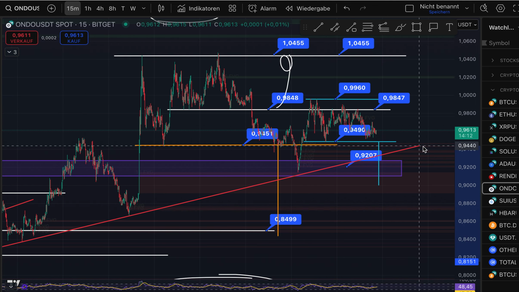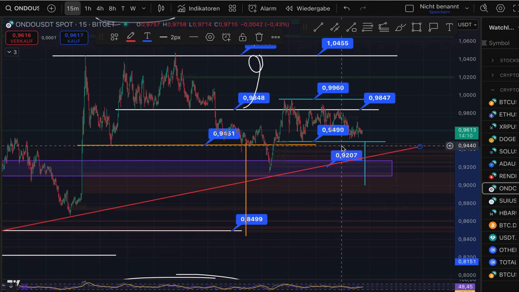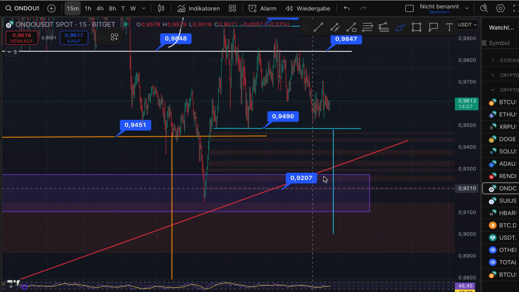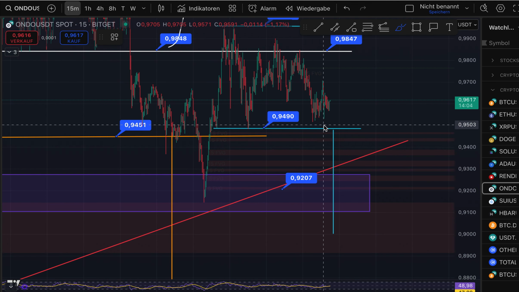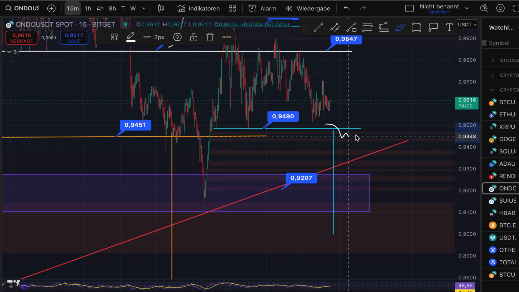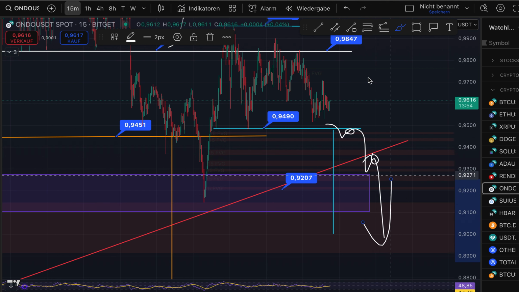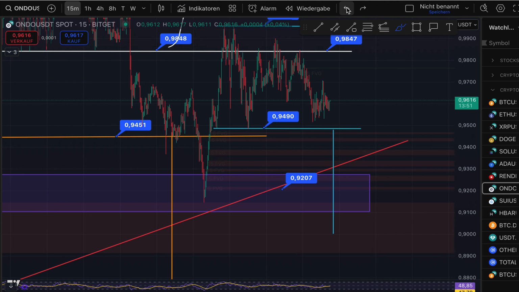Here is also another red trend line, which I would use if we break it also to the downside to increase my position size. So first short trade would be here. If we afterwards break to the downside, increase of the position size and ride the wave to the downside.